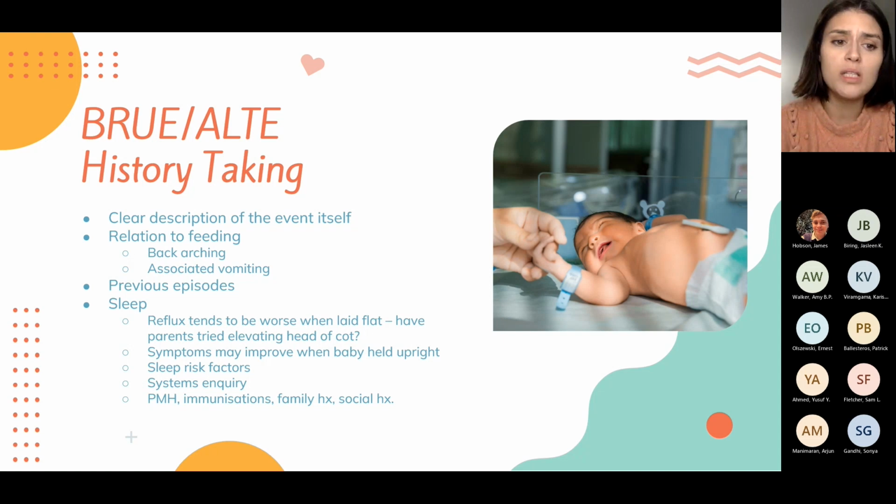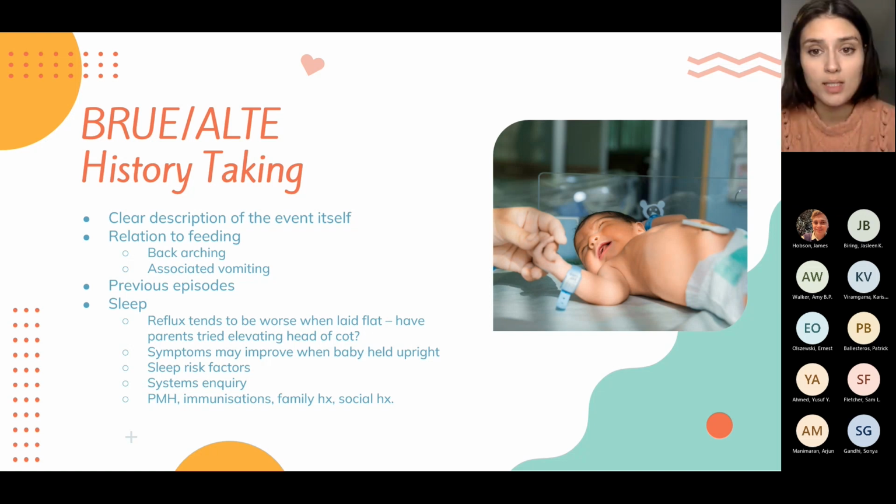And then you obviously want to make sure that you're getting a good past medical history, family history, social history, immunisation history. With the family history, you want to include asking if anyone in the family has had any sudden death, so passed away quite young and unexpectedly. Any cardiac abnormalities in the family, any inborn errors of metabolism. Hopefully they would have had their heel prick test to screen for those, but if they're quite young, they might not have had their results back yet.